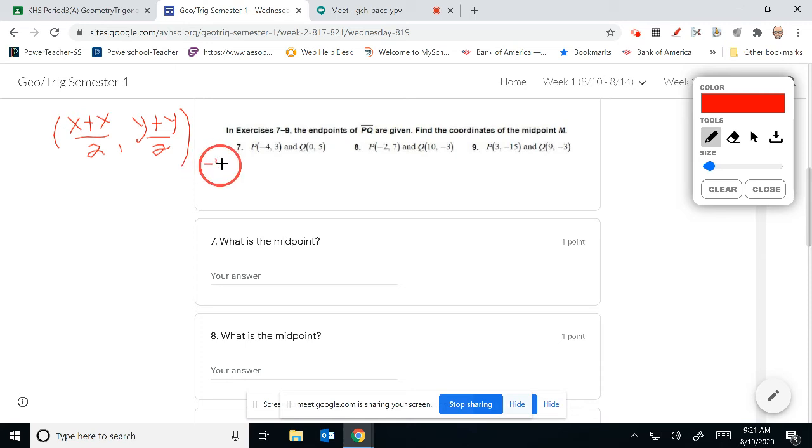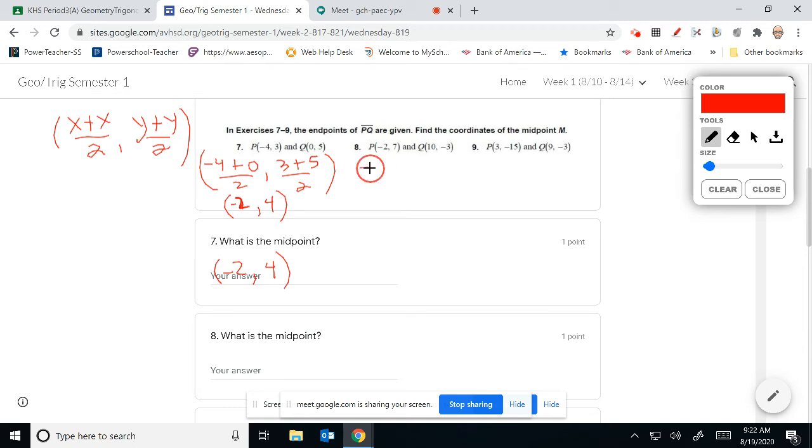So the halfway point of the 2 x numbers, negative 4 plus 0, over 2, that's going to be negative 2 over 2, which is negative 1. No, negative 4 over 2, which is going to give me a negative 2, sorry. And then you've got 3 plus 5. And we want to find the halfway point of that. 3 plus 5 is 8, divided by 2 is 4. So the first answer was negative 2, 4. So in number 7, make sure you put parentheses, negative 2, comma, space 4. And plug it in like that. And you'll get number 7.